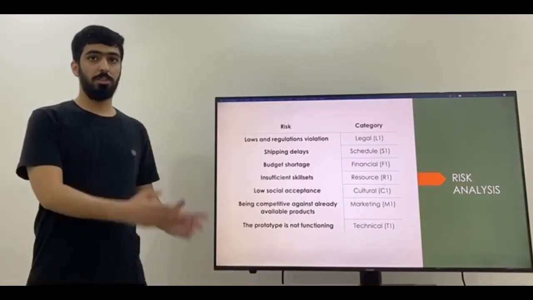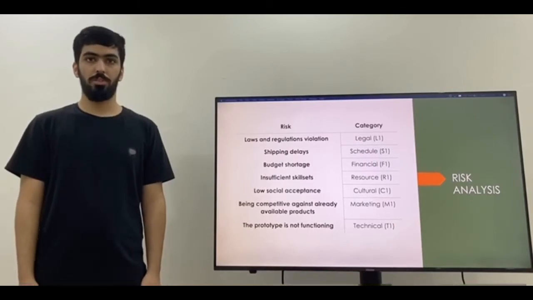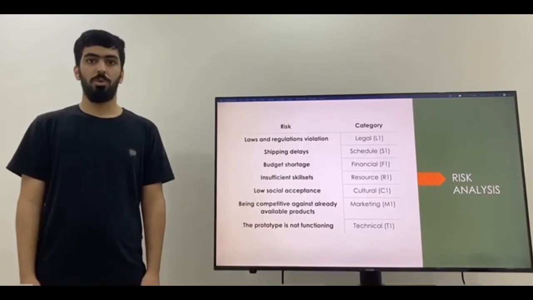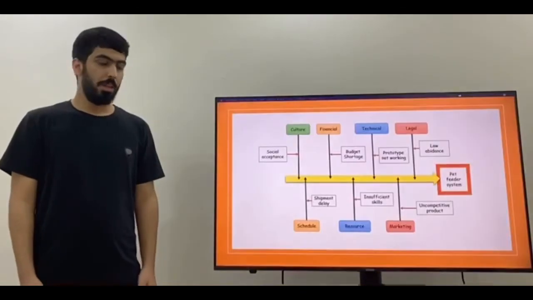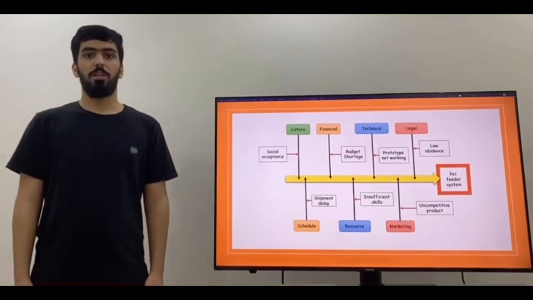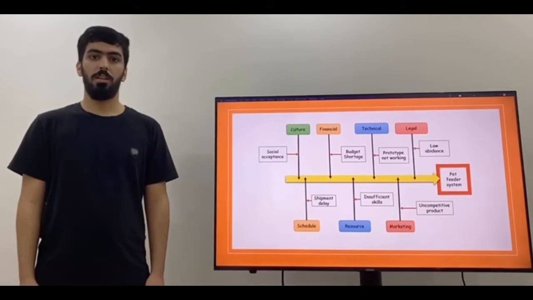We brainstormed risks that might occur and impose serious fallout on our project and must be pondered during project planning: laws and regulation violation, shipping delay, budget shortage, low social acceptance. This diagram portrays the fault tree analysis of our automatic pet feeder system, which presents the threat and the value in each section of the project.